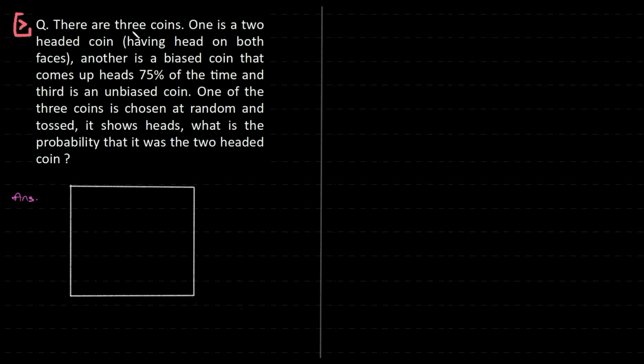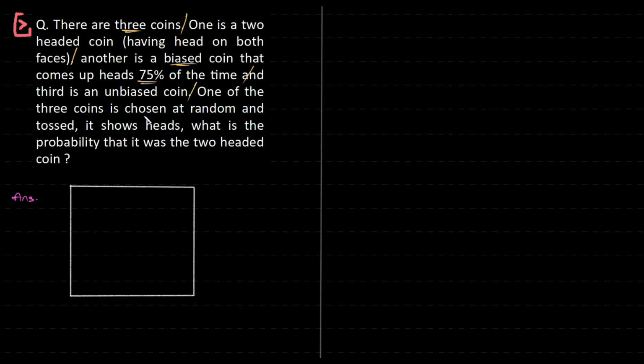There are 3 coins. Okay, we have 3 coins. One is a two-headed coin having heads on both sides, both faces. Another is a biased coin that comes up heads 75% of the time. And the third is an unbiased coin.